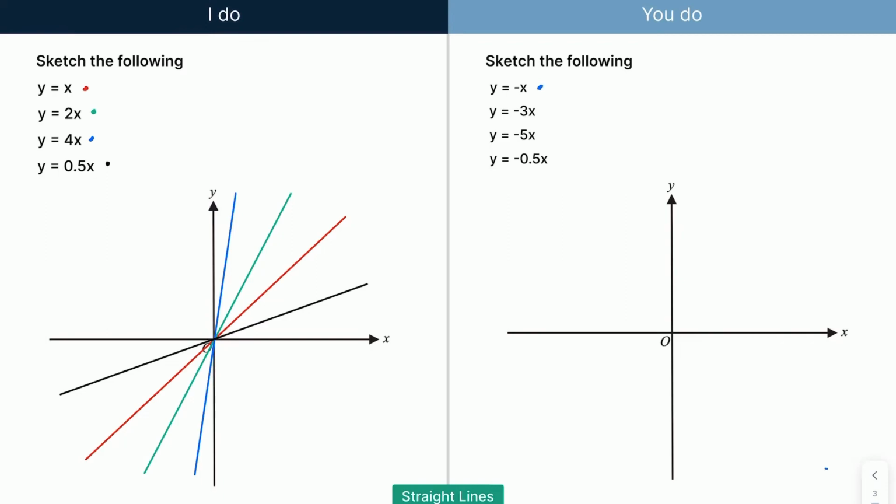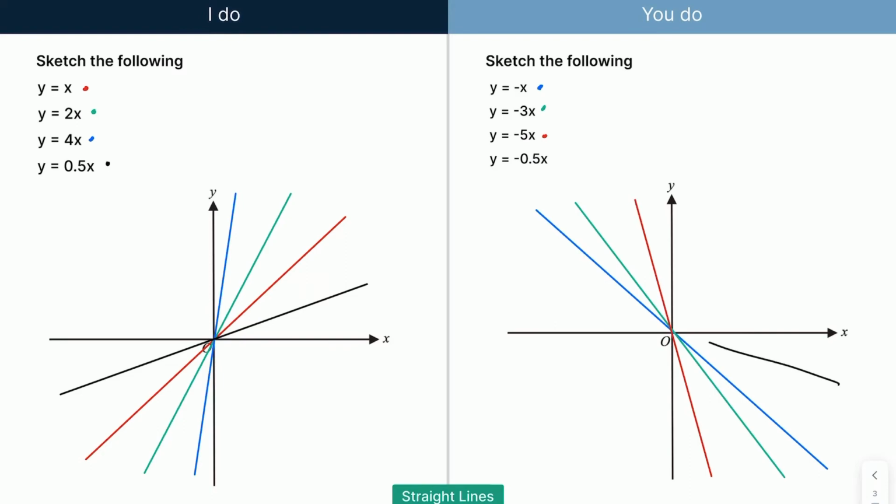Nice and easy. There we go. The next one is steeper in the negative direction. So we have a negative gradient. The next one is even steeper. So that would be like that. And the last one is the least steep, so just like that. If I just put a black dot there, so we can refer to the lines.